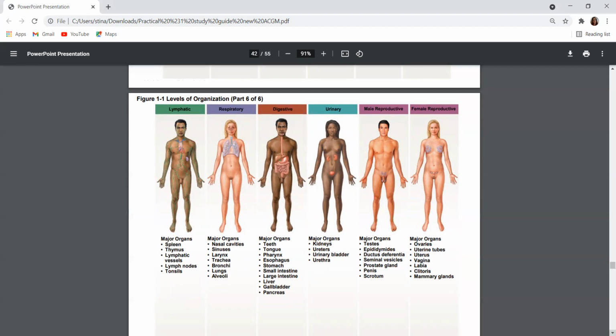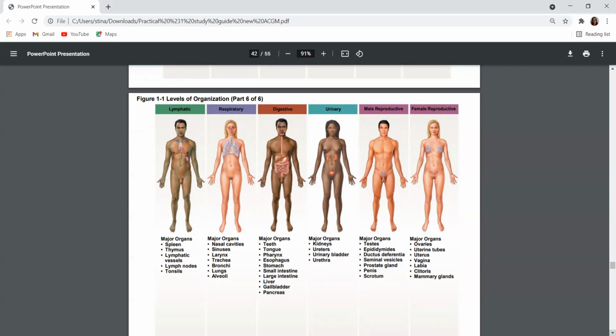The respiratory system is comprised of your nasal cavities, your sinuses, your larynx, which is your voice box, your trachea, which is your wind tube, your bronchi, your lungs, and your alveoli. Your digestive system is comprised of your teeth, tongue, pharynx, which is your throat, your esophagus, which is your food tube, your stomach, your small intestines, large intestines, liver, gallbladder, and pancreas.